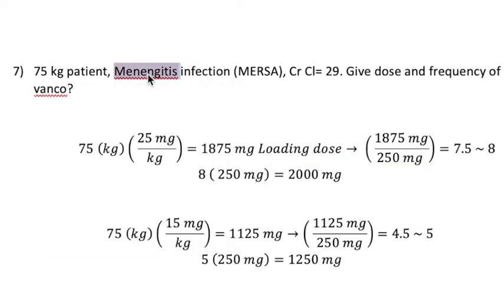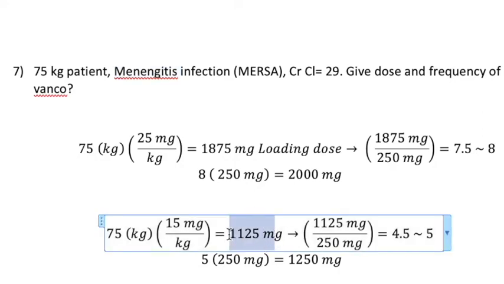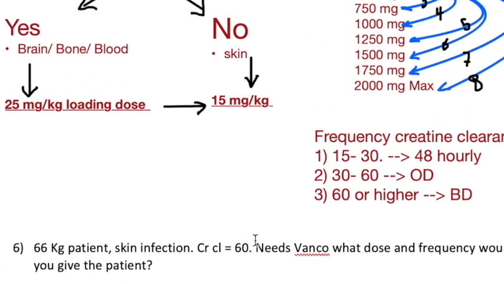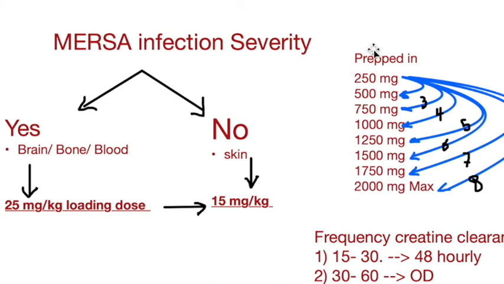Remember, because it was meningitis, this was the loading dose. So you have to give him the remaining 15 milligrams per kilogram. Again, multiply it by 75, 15 milligrams per kilogram. You get that. Again, you want to know where 1,125 is sitting in this ladder, 1,125. So it's somewhere between these two. So you give him 1,250. But how do I come up with 1,250?